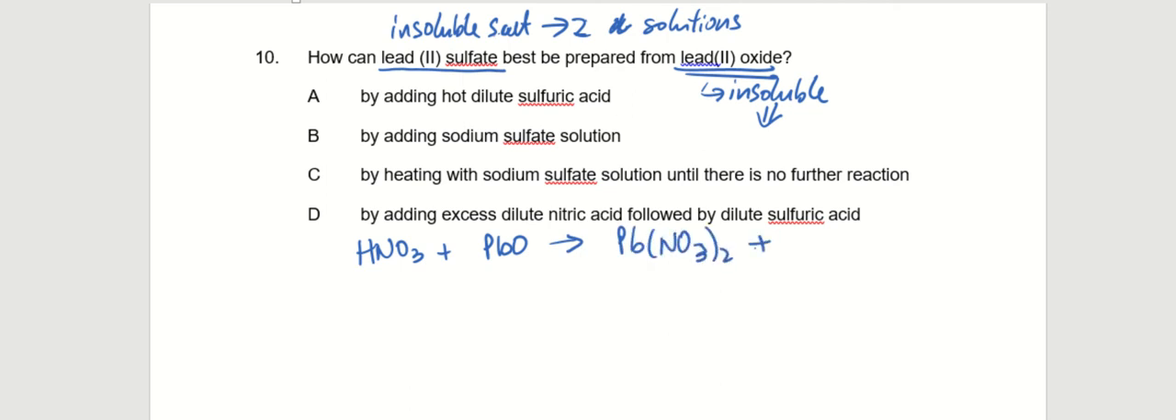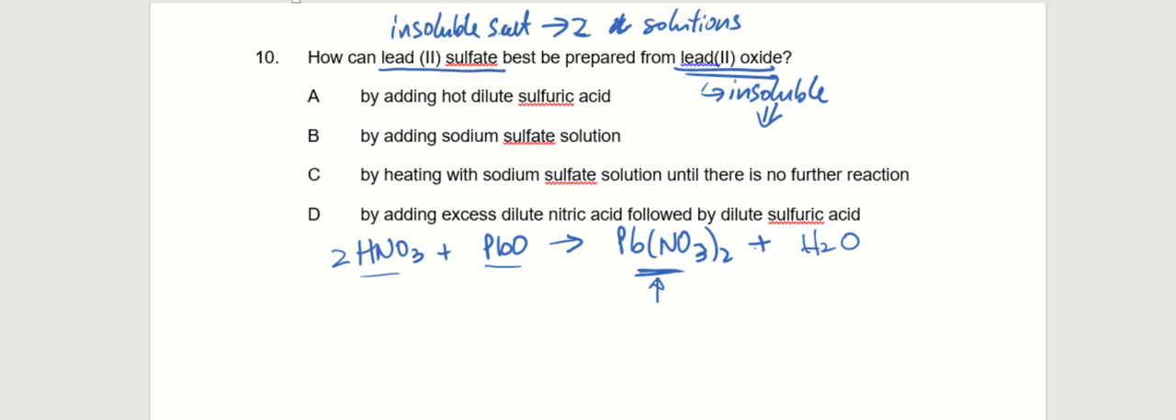And now guess what is the remaining product? This is a reaction between an acid and a base, so we should get salt and water. We balance the equation by writing a 2 there. So now we have our soluble lead nitrate, which we can then add a sulfate to produce lead 2 sulfate.